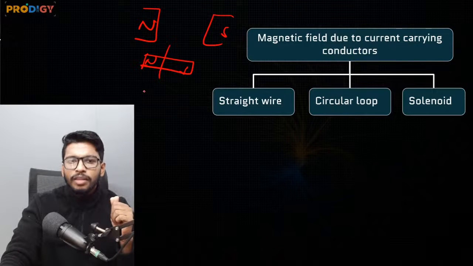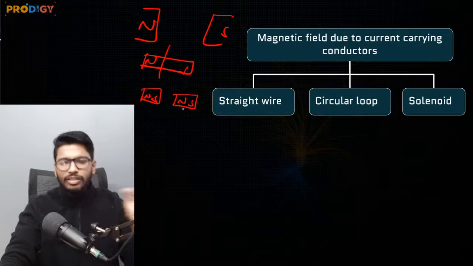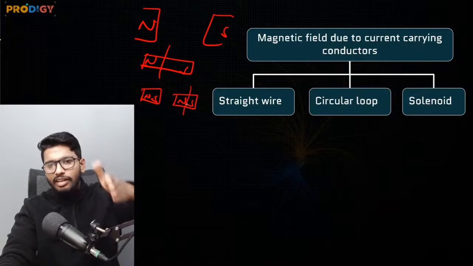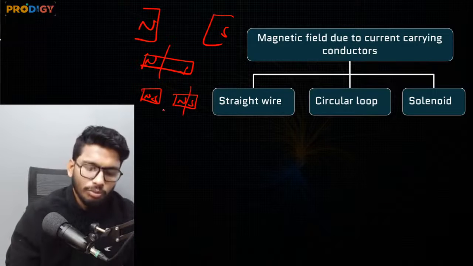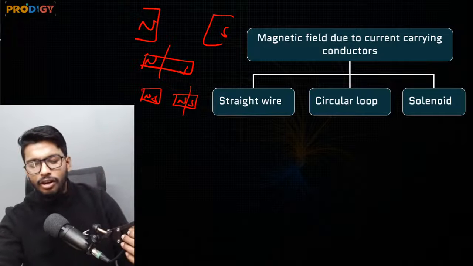Once I divide it in half, this side will become the south pole, and the other part will become south and north. So whatever it is, no matter if I divide this again in half, it will still have a north and a south pole. All right, I hope it's clear there. Anyways, moving on, people.